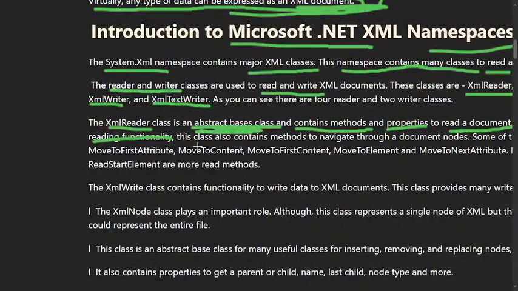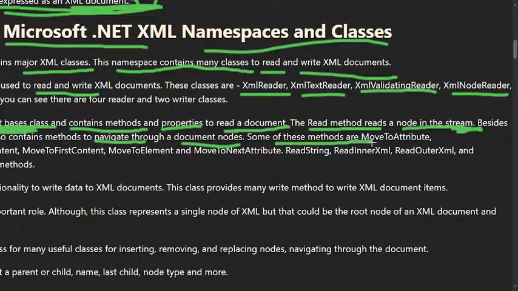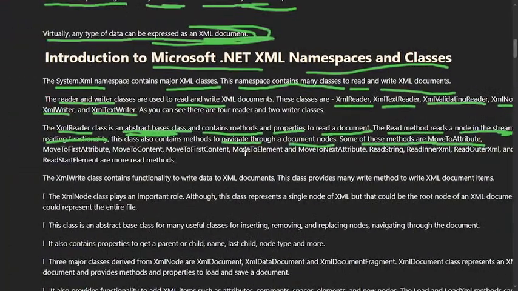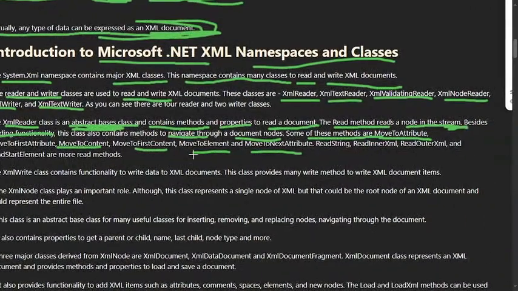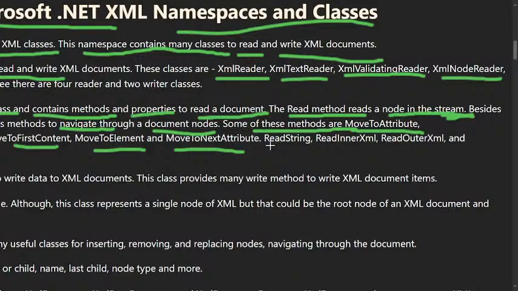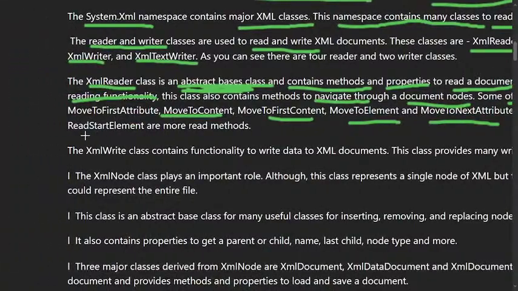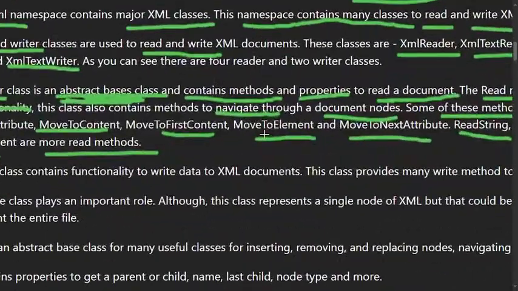Besides reading functionalities, this class also contains methods to navigate through document nodes. Some of these methods are move to attribute, move to first attribute, move to content, move to first content, move to element, move to next attribute. These are all similar to DOM, the document object model, but in XML it's something different. Then read string, read inner XML, read outer XML, read element and more, but these are not important from the examination point of view.